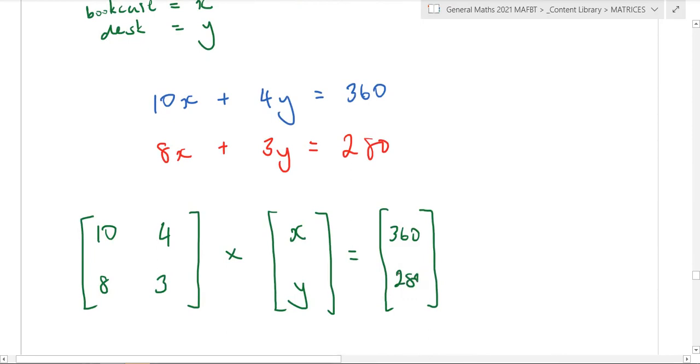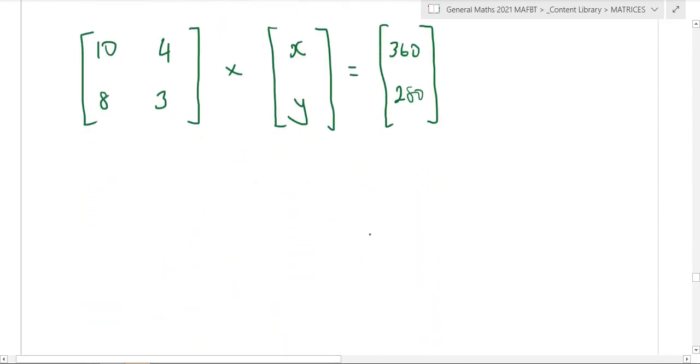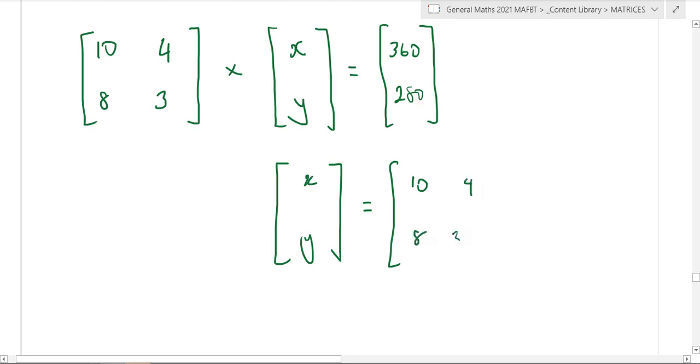Okay. Now, next part is, remember, you want to isolate this. Bring it to the other side. Here. Bring it here. Okay, and you want to inverse it. Okay, you got to inverse. Can't divide. Inverse. So it's going to look like this now. X, Y equals 10, 4, 8, 3. Inversed, multiplied by the answer matrix there, 360 and then 280.